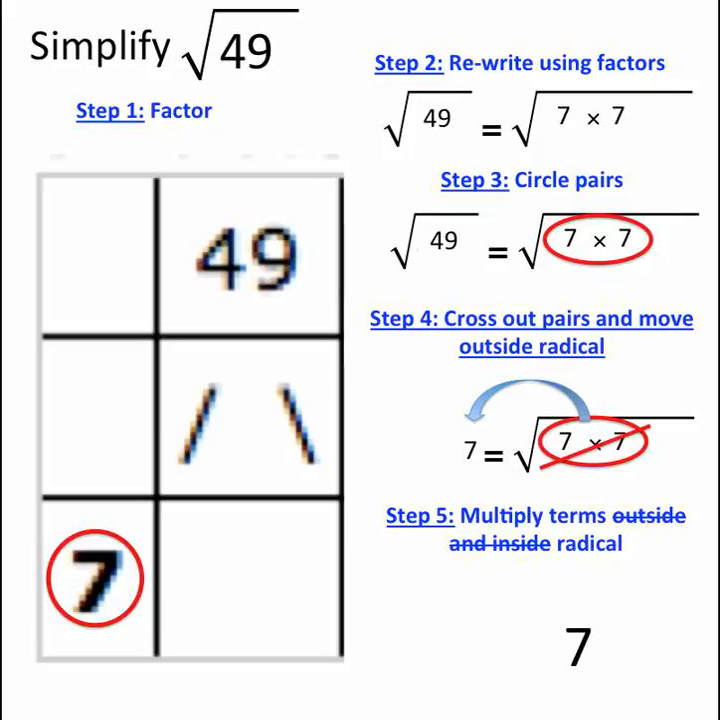So the answer is to simplify the square root of 49. The square root of 49 equals 7.